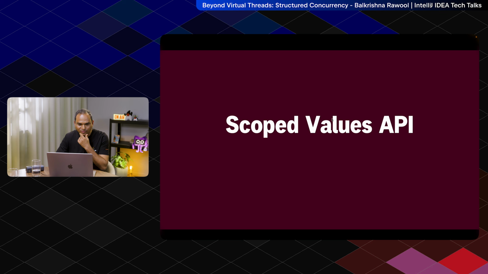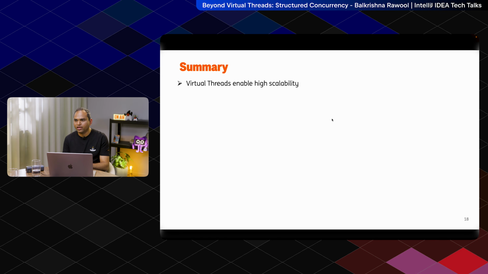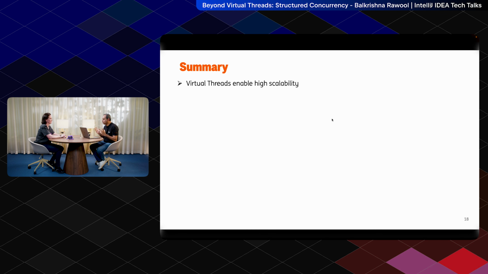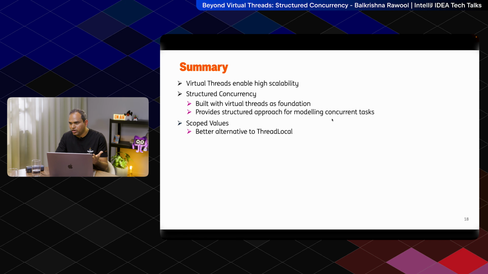So that was about scope values. Let's quickly summarize what we discussed. So we started with virtual threads, and virtual threads enable high scalability without compromising on readability. So that is the advantage of using virtual threads. The Structured Concurrency API is built with virtual threads as foundation, and it provides a structural approach to modeling concurrent tasks. Scoped values are a better alternative to ThreadLocal, and as we saw earlier, how it works together with Structured Concurrency. So the Structured Task Scope API enables the inheritance of scoped values. So that's how these different features of Project Loom work together to enable us to write readable concurrent code. Yes. So that's the advantage here.